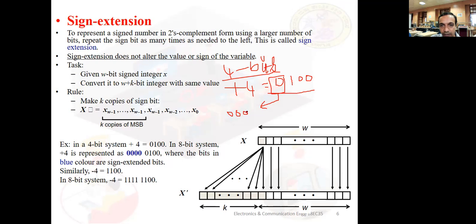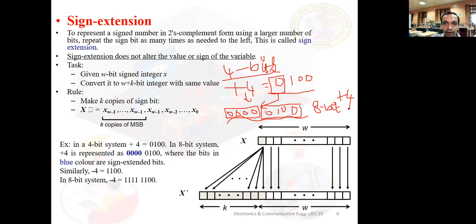Suppose this is a 4-bit system, and I want to represent this 4 as an 8-bit number now. What I'll do is simply extend the sign bit of the original 4 bits into the next higher 4 bits. So this together is an 8-bit number. Of course, the value of this number is also plus 4. I'm not changing the value. I'm just representing that number with a higher bit system.